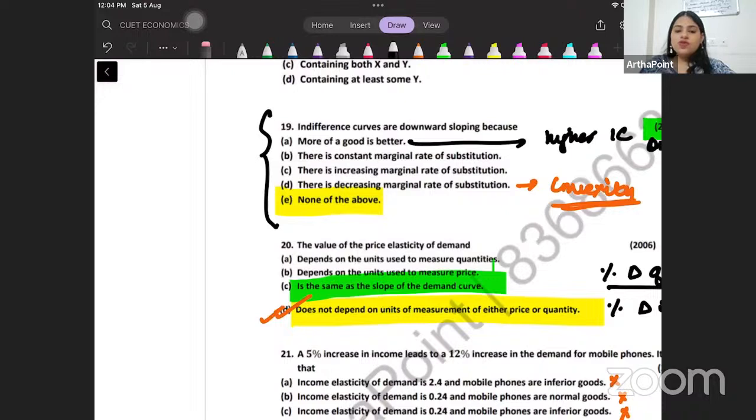Right? So most of the book will simply say, because in order to consume more units of good X, consumer must give up some unit of good Y.